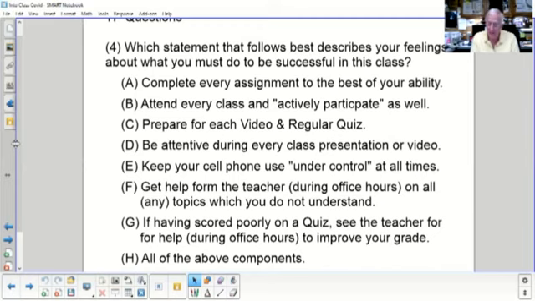Be attentive during every class presentation or video. Keep your cell phone use under control while you're watching the videos, okay? Get help from the teacher during the office hours or the Zoom classes that I will offer on any topics that you don't understand, to be announced down the road, okay? If having scored poorly on a quiz, get together with me on Zoom and perhaps we can help you improve your test grade so that you will indeed be able to pass the course.